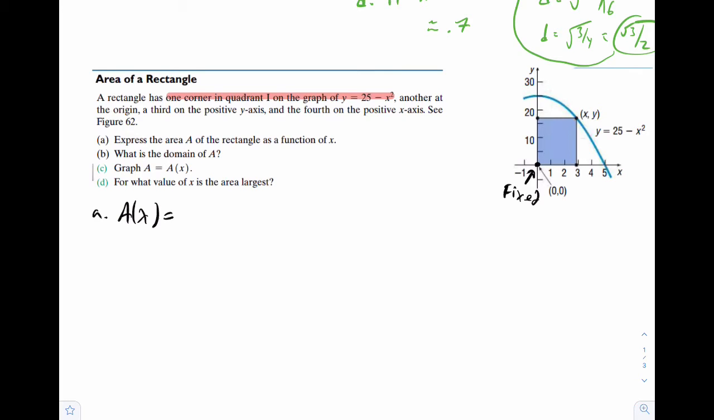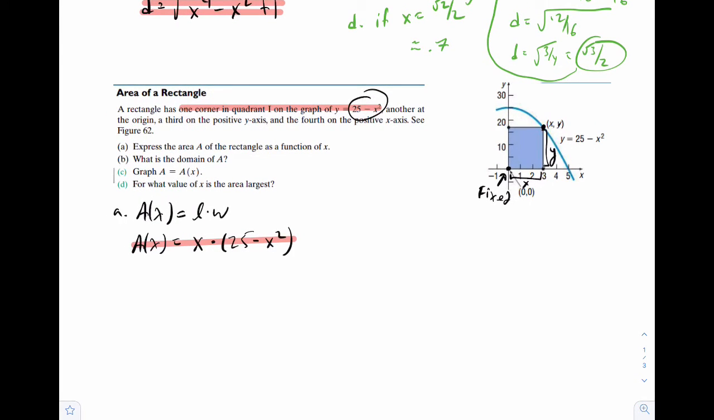That's going to equal. Well, for any rectangle, we should recall that that's length times width. In our problem here, I can see that this distance here is clearly x. I can write x down. And the height is y, right? Because if the point right here is (x, y), this should be y. Now we said earlier y is not that helpful, so instead use the formula given right here. That's going to be 25 minus x squared. And right here, there's our formula. So again, think of this as (x, 25 minus x squared).